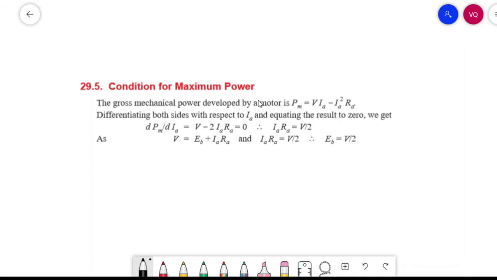So thus, gross mechanical power developed by a motor is maximum when back EMF is equal to half of the applied voltage. This condition is, however, not realized in practice because in that case, current would be much beyond the normal current of the motor. Moreover, half the input would be wasted in the form of heat, and taking other losses such as mechanical and magnetic losses, the efficiency will be well below 50%.